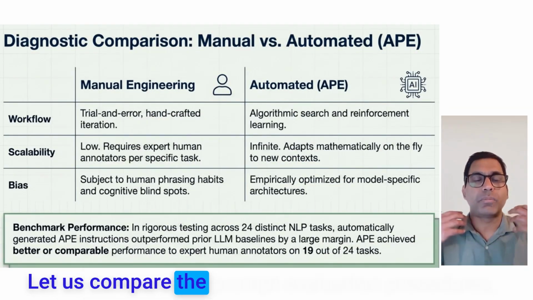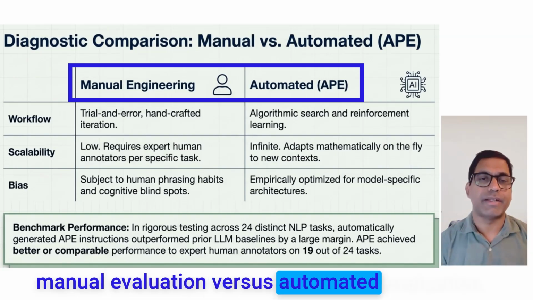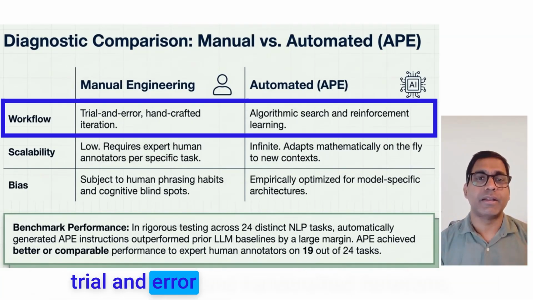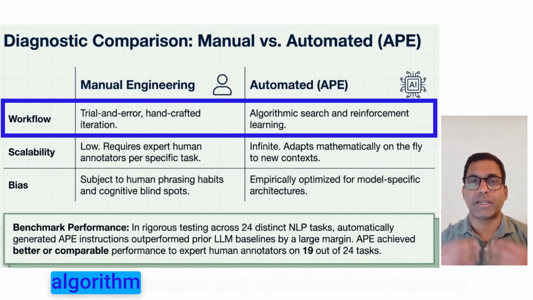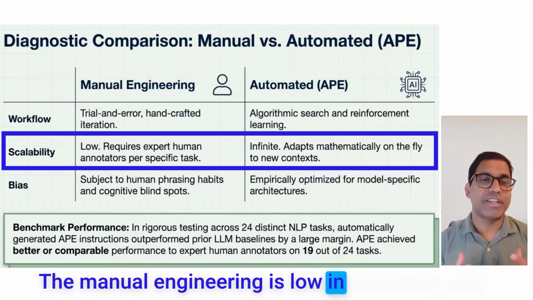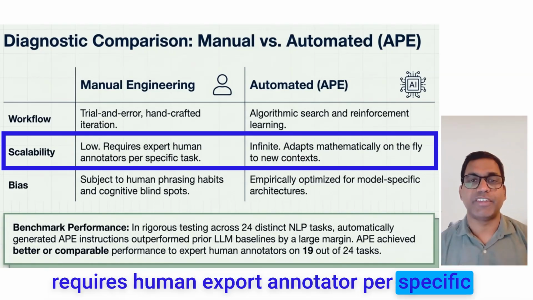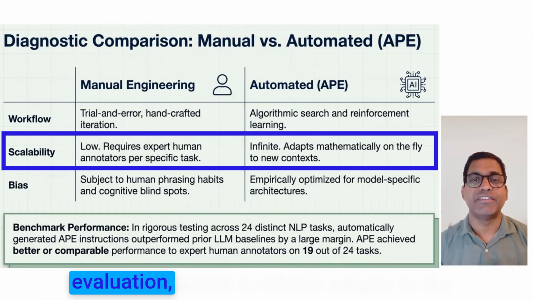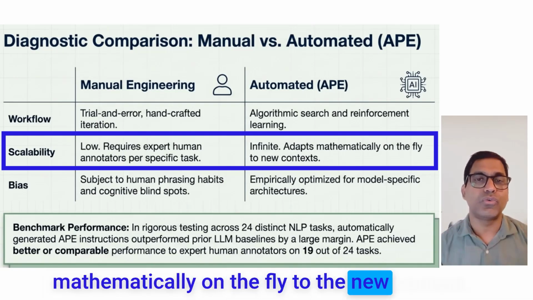Let us compare the prompt evaluation procedures: manual evaluation versus automated evaluation. In terms of workflow, manual evaluation requires trial and error and handcrafted iterations, whereas automated prompt engineering requires algorithmic search and reinforcement learning. Manual engineering is low in scalability and requires a human expert annotator per specific task, whereas automated prompt engineering evaluation is infinitely scalable and adapts mathematically on the fly to the new context.